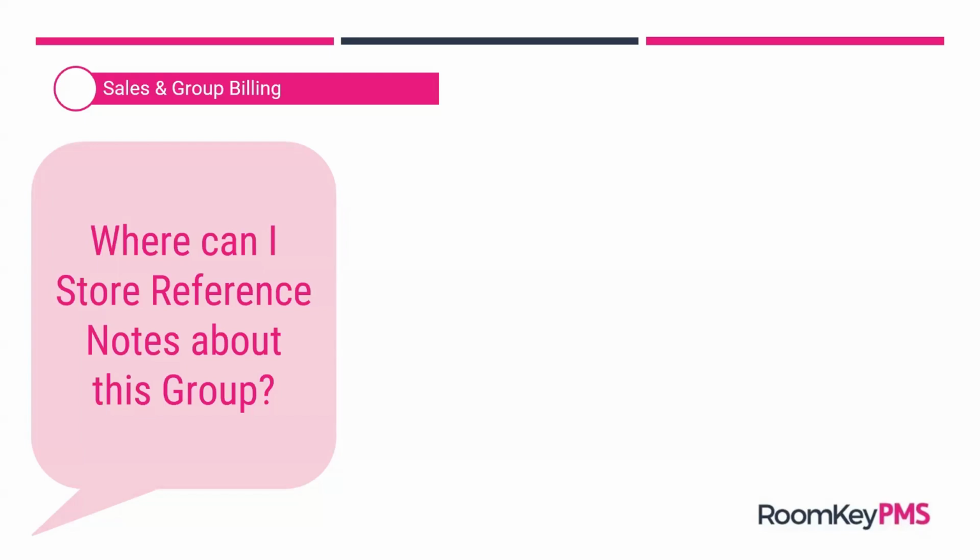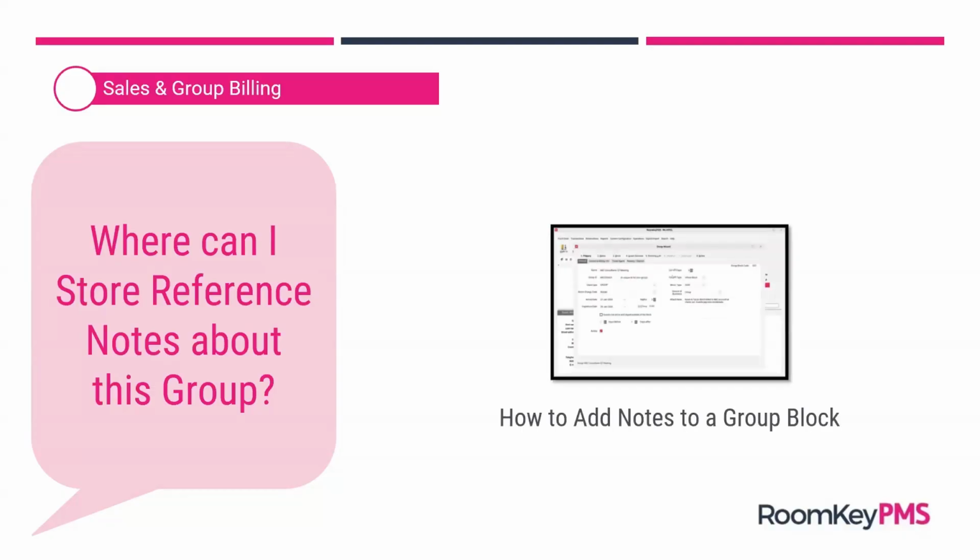Now, speaking about groups, if you don't need to record guest reservations, but instead you just want to record some reference information about a group, we've got a neat tool that's available in the groups module as well. It's the add notes or the notes tab within a group block. Now, these are reference notes only. They do not appear on any reservations. They do not appear on any printed or guest-facing documentation. They're for internal secure reference only.